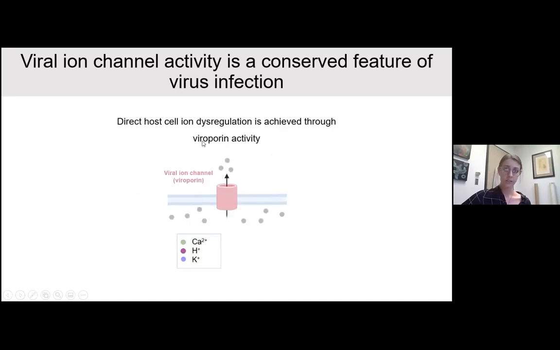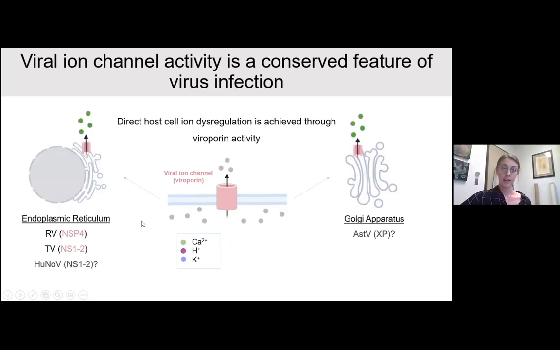So as I mentioned, these viral ion channels or viroporins can localize to internal stores of ions such as calcium and mediate their conductance. And if we look specifically at enteric viruses, we can find many examples of either ER or Golgi localized viroporins that specifically target calcium. And one known example of this is rotavirus NSP4.